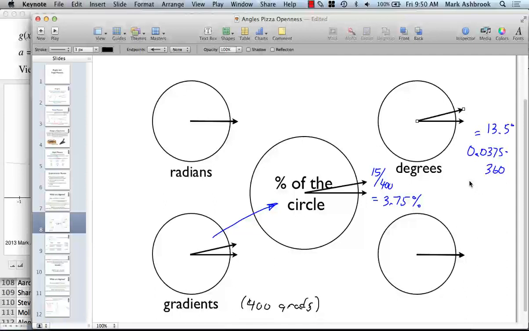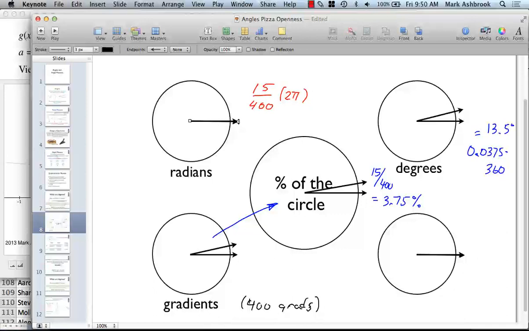Okay, someone else. How about radians then? How would you do radians? Somebody new? Yeah, Danny. So you take the fraction of the circle, the 15 over 400, and you multiply that by 2 pi. We want 15 400ths of 2 pi. That's it. We want that fraction of 2 pi because 2 pi is a full circle in radians.